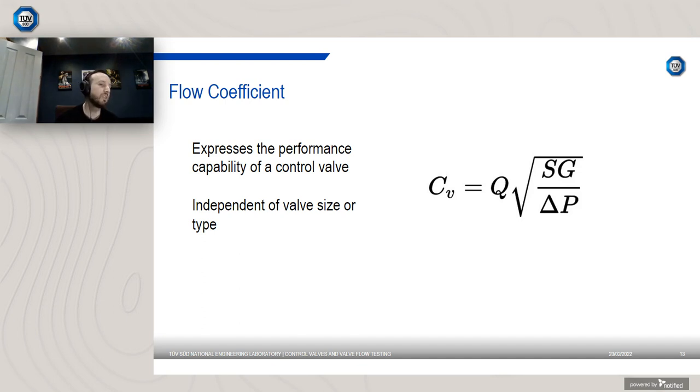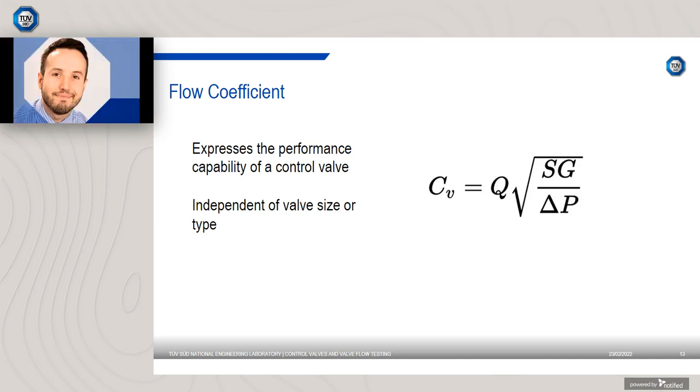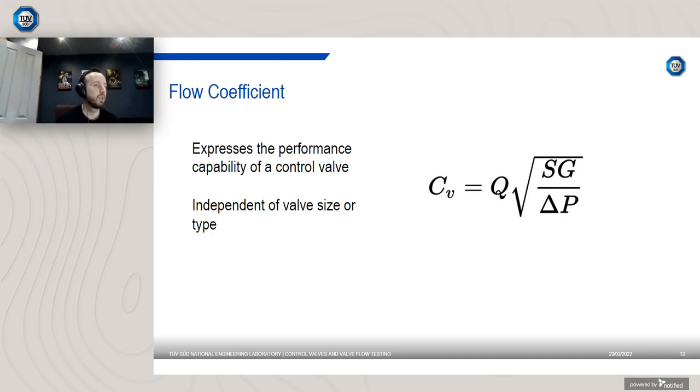You'll often see CV quoted without any units, which can lead some people to believe it's a unitless term, but it does in fact have units. It's calculated using this formula. It's an industry standard for comparing valves by size or type. If you're ever selecting a valve for use, generally you need to calculate a required CV, which will then let you select a suitably sized valve.